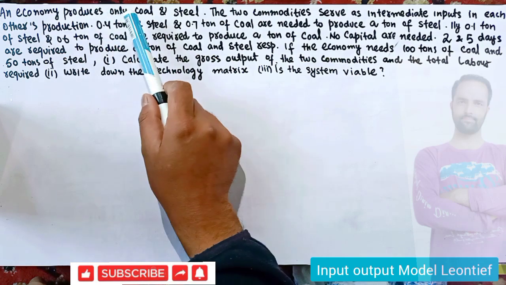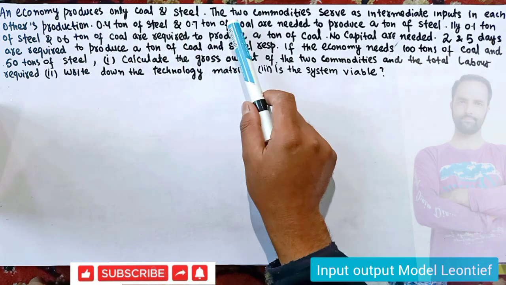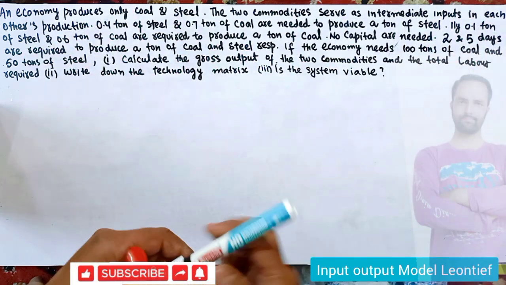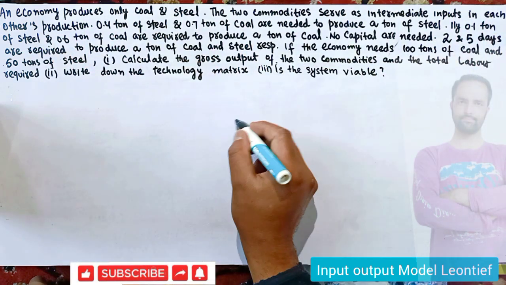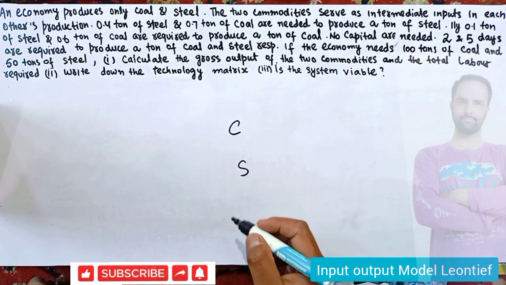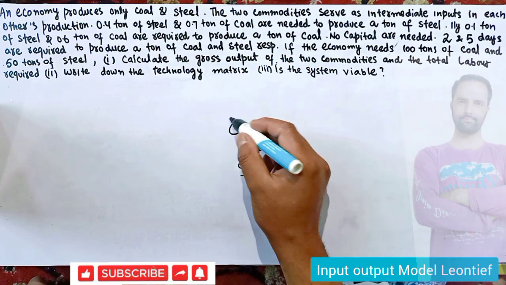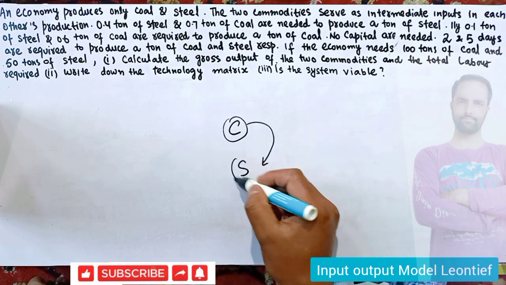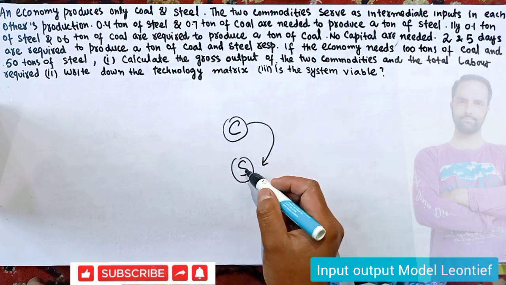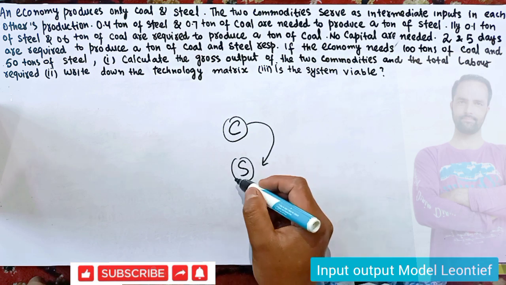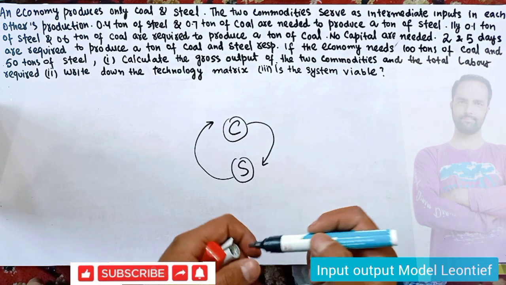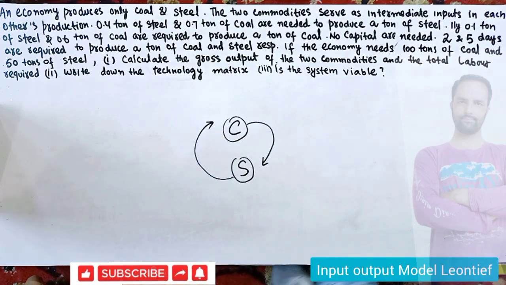An economy produces only coal and steel. The two commodities serve as intermediate inputs in each other's production. That means we have an economy where only coal and steel are being produced, okay? And the output, the final product of the coal industry is used as the input by the steel industry, and the final product of the steel industry is used as the input by the coal industry. Okay, so there is interdependency between the two industries.